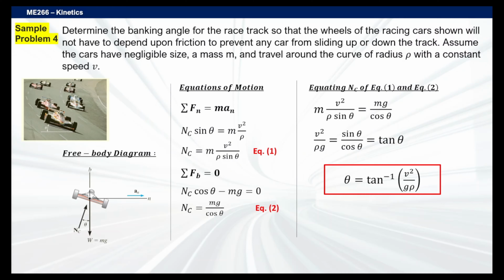Essentially, the banking angle is just simply the tangent inverse of the quotient of velocity squared over acceleration due to gravity times rho. Now, that's the case when we're not going to be dependent on friction, but what if we are dependent on friction? Let's have another sample problem.